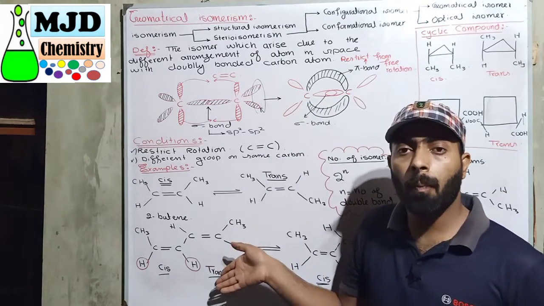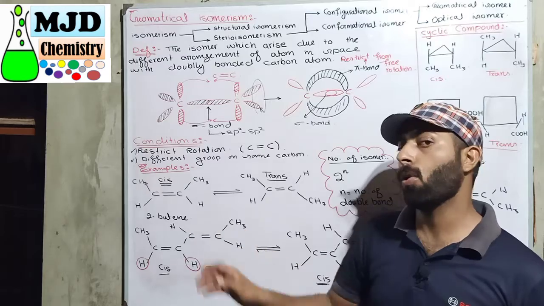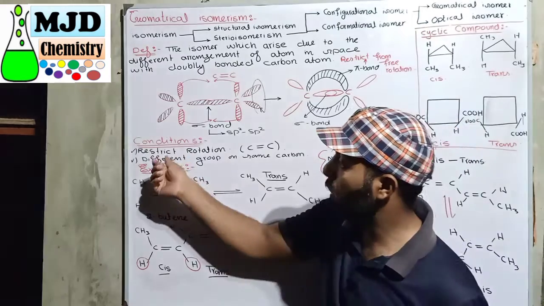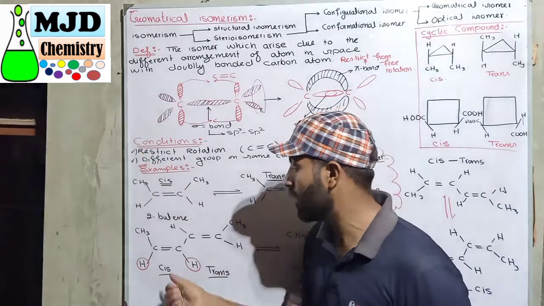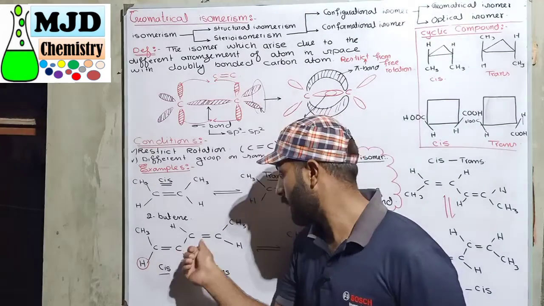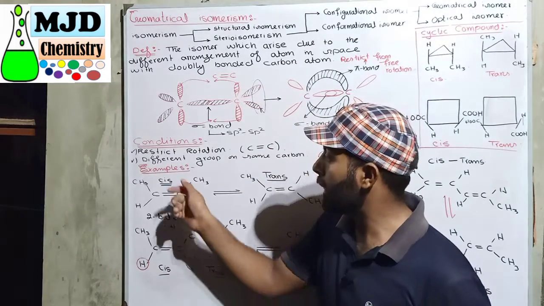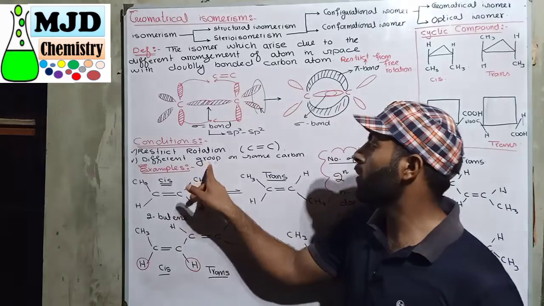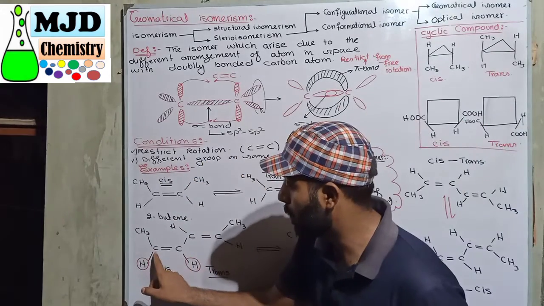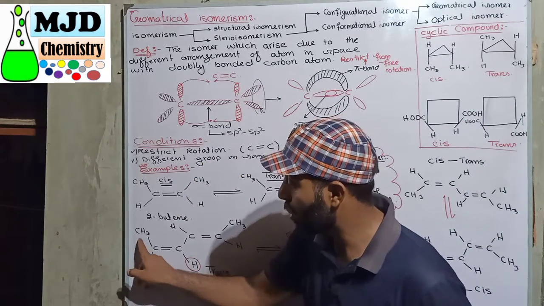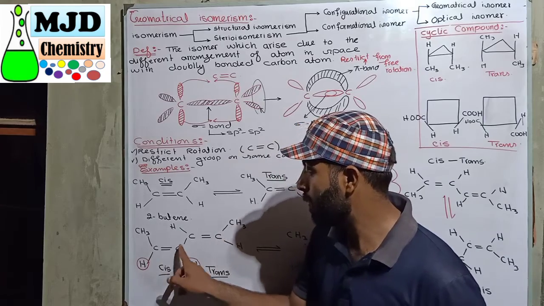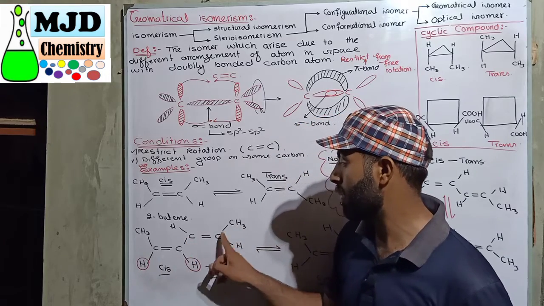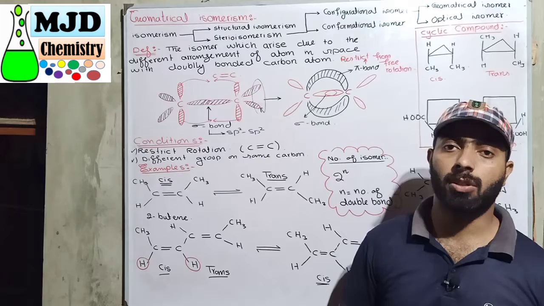Does it show geometrical isomerism or not? We look at the conditions. Restricted rotation: a double bond is present. Second condition, different groups on the same carbon. Here, on each carbon, there are two different functional groups.